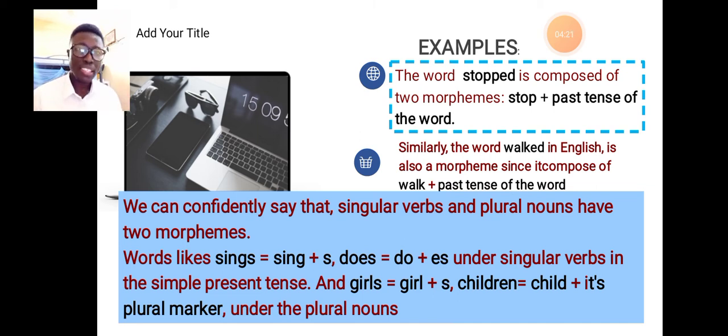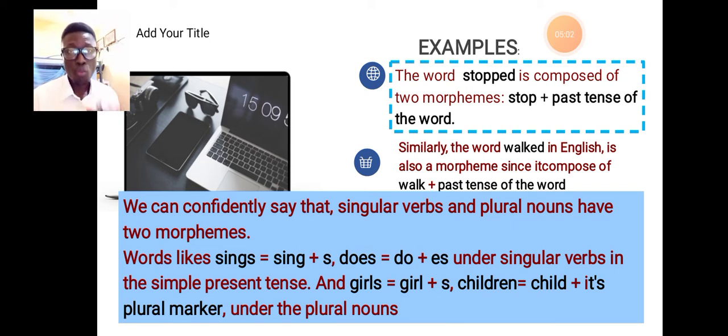Okay, so all that we are saying is that when a word is divided into the smallest unit which you can't divide any further, those divisions become your morphemes. There are so many examples, but because of time, we're not going to go into them. But when you look at the English dictionary, definitely you will get to know what we are talking about here. All right, so we can confidently say that singular verbs and plural nouns have two morphemes. So, a word like sings is a two-morpheme word.